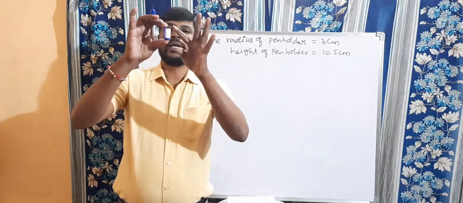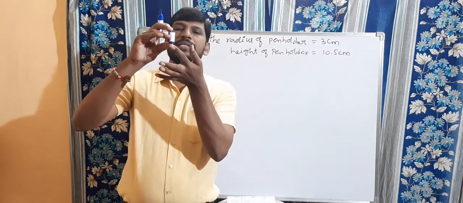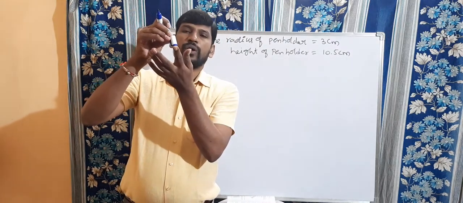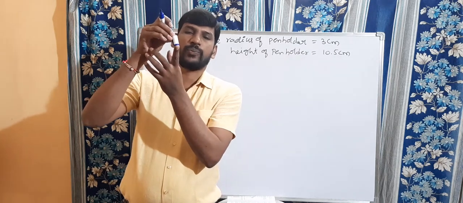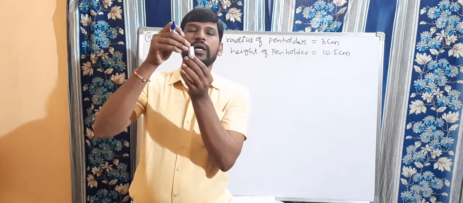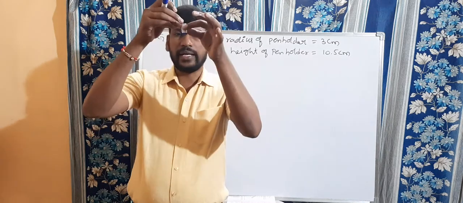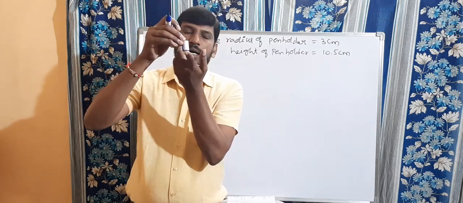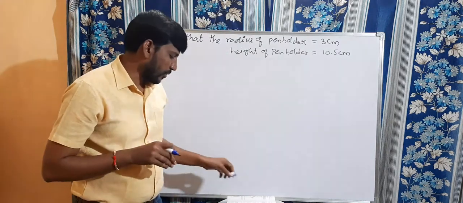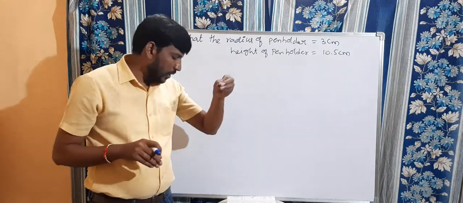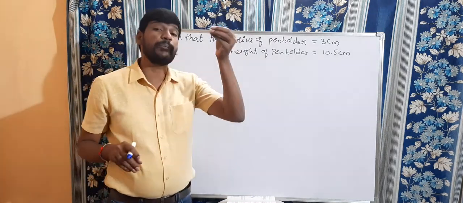See, it is looking like this cap. It has a CSA and a base area. It should be closed also. They want to close this base also. Clear? So what are we going to find out here? The curved surface area of the cylinder plus the base area. In the question they gave, decorating pen holders in the shape of a cylinder with a base.